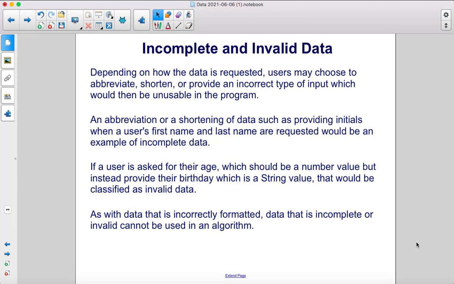Depending on how the data is requested, users may choose to abbreviate, shorten, or provide an incorrect type of input, which would then be unusable in the program. An abbreviation or shortening of data, such as providing initials when a user's first name and last name are requested, would be an example of incomplete data. If a user is asked for their age, which should be a number value, but instead provides their birthday, which is a string value, that would be classified as invalid data. As with data that is incorrectly formatted, data that is incomplete or invalid cannot be used in an algorithm.